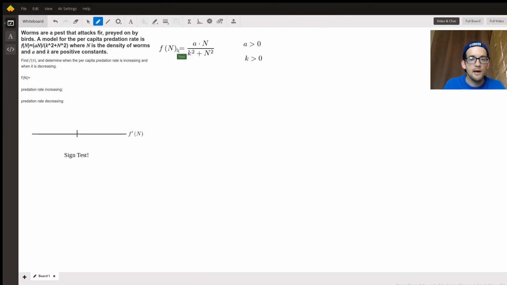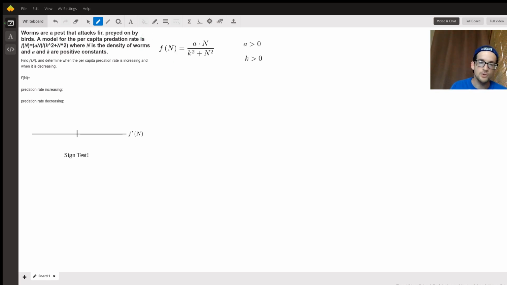So when we're dealing here with f of n, the predation rate, it's important to notice that you were told that a and k are both positive constants. Both of those are going to be important here in a second, but that'll make this derivative a little easier. Still, we have our variable in the numerator and denominator, so we're going to need the quotient rule.